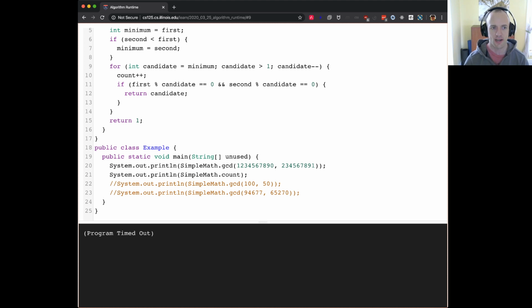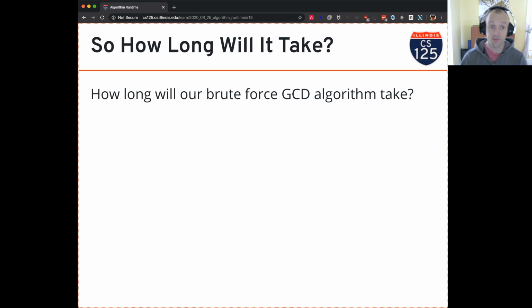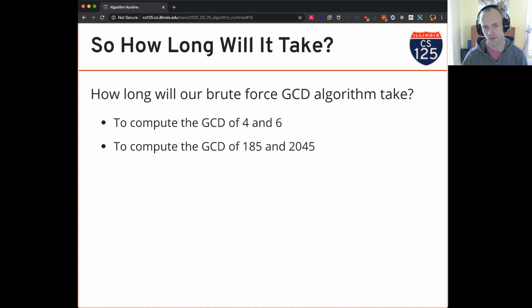But let's go back to thinking about how long it takes. What we were able to do is talk about how long it took in the general case, in specific cases. So we talked about 4 and 6, well, it takes 3 iterations. 185 and 2045 takes 181 iterations. But what about if I give you two numbers, m and n? I'm not going to tell you what the GCD is, but I want you to estimate how long it could take, right? Here's how you would do this.